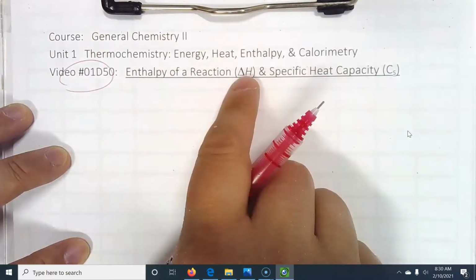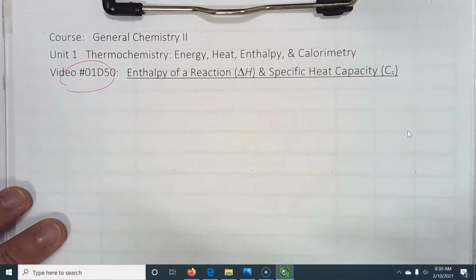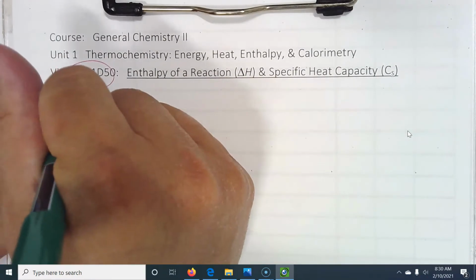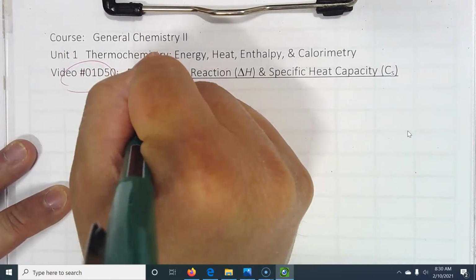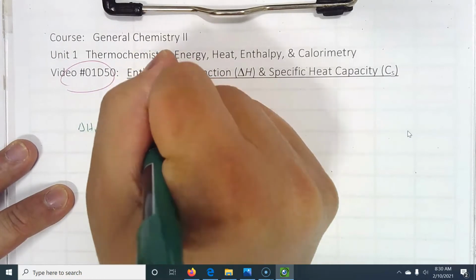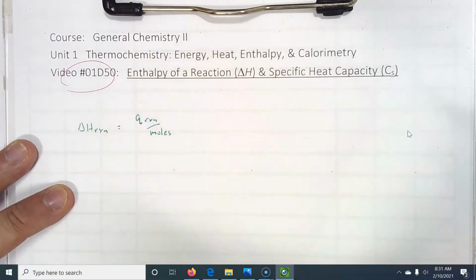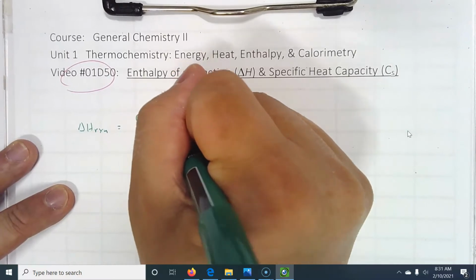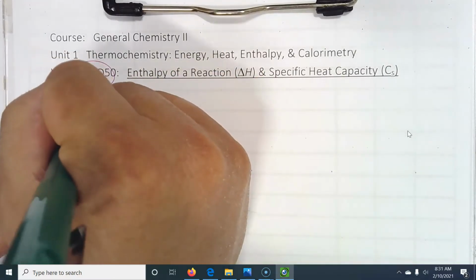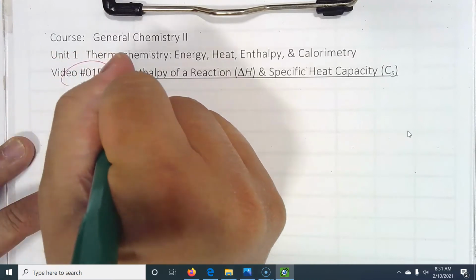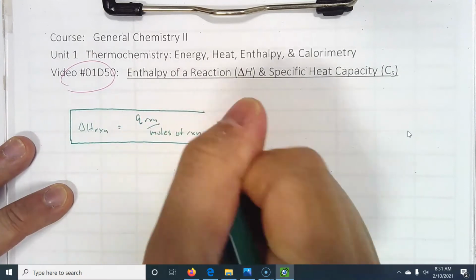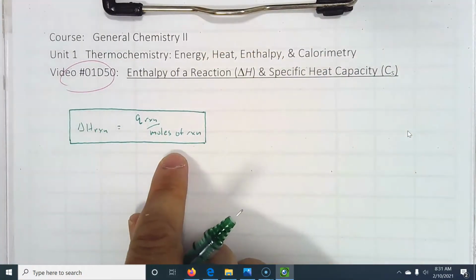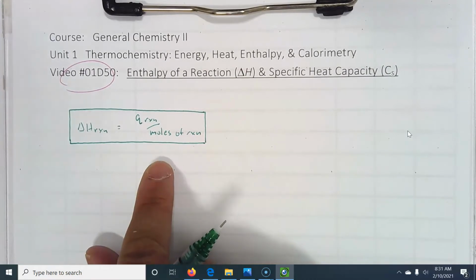So enthalpy of a reaction, or delta H, we learned an equation a couple of videos ago. Delta H of the reaction equals Q of the reaction divided by moles of reaction. So this is the amount of heat released or absorbed per mole of reaction. And don't worry, we'll discuss more about this odd term here.